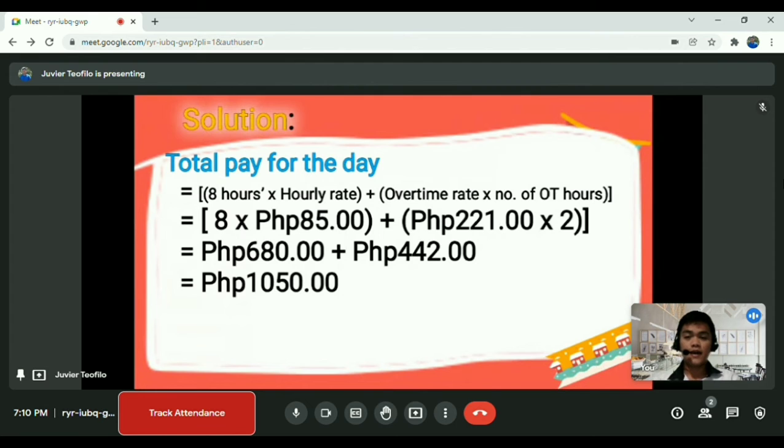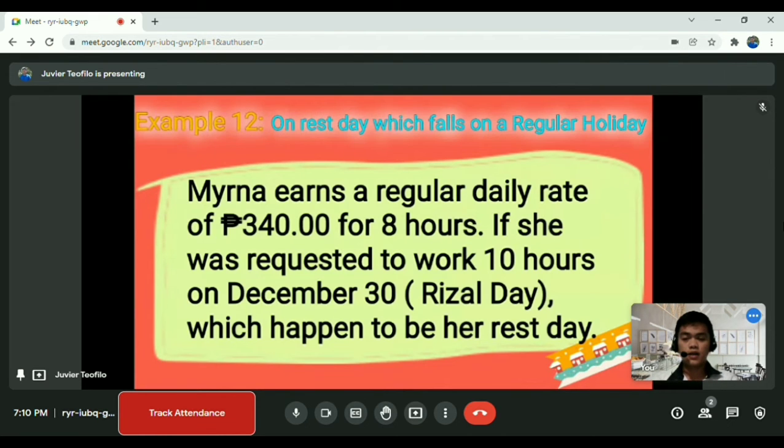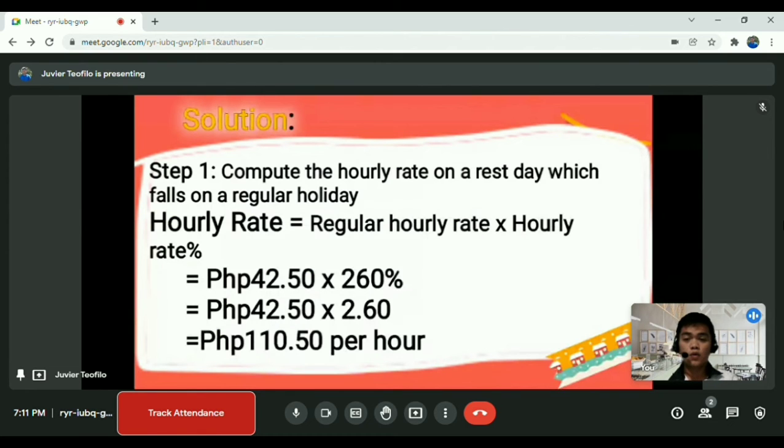So let's have the final problem. This is computing overtime payment on rest day which falls on a regular holiday. Solution step number 1. Compute the hourly rate on a rest day which falls on a regular holiday. Now, our hourly rate is equal to regular hourly rate times hourly rate percent. Now, we have the 42.50, which comes from 340 pesos divided by 8. Now, multiply by 260%. Okay, sir, where did you find that 260%?